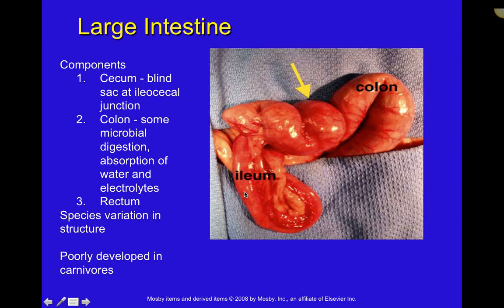This is the ileocecal junction. You can see the ileum, thin, small intestine. There's a tightening, a little stricture, and that's the ileocecal junction or ileocecal sphincter, and then we have the cecum. After the cecum, it works its way through the colon, and that's where some microbial digestion happens, absorption of water and electrolytes. Also in the colon, there's lots of bacteria, and some of that bacteria actually creates vitamin K. And vitamin K is necessary in producing clotting factors for the blood in the body. Just to note, the cecum is very poorly developed in carnivores.